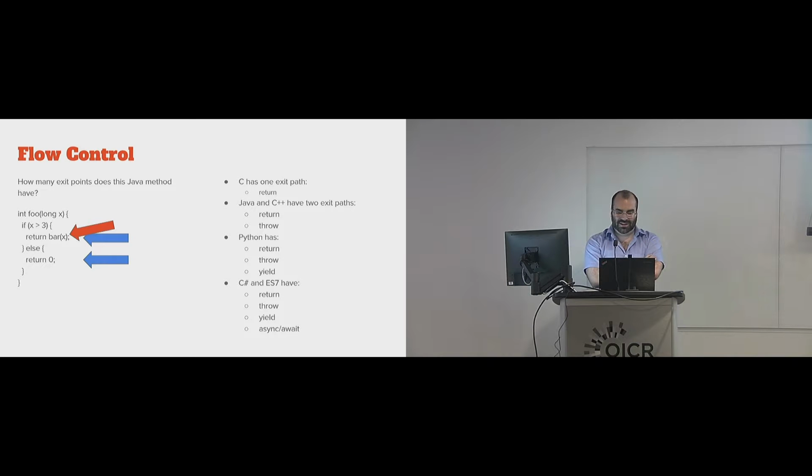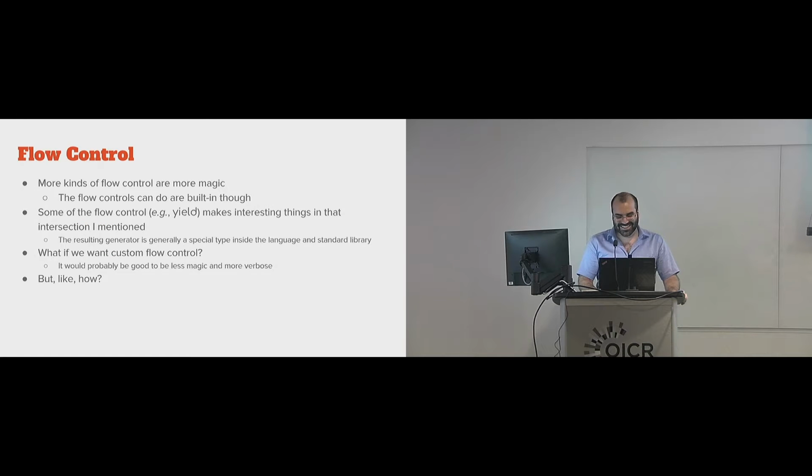So in C, there's only 1 exit path. You can only return from a function. In Java and C++, you can return or you can throw. Python has return, throw, and yield. In C# and later versions of JavaScript, you can return, throw, yield, or do the whole async thing, where you eventually come back from the event loop in some complicated way. So the more kinds of flow control you add, the more magic your program gets. But the flow controls are built in.